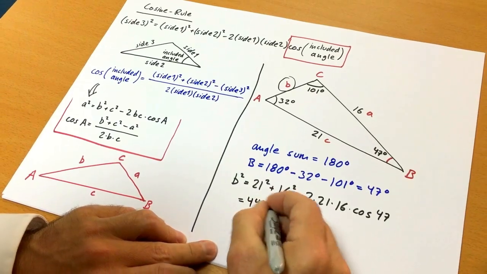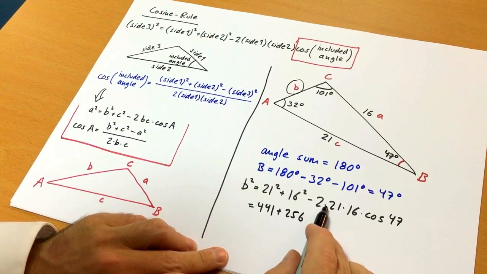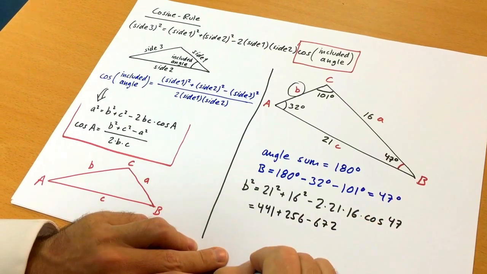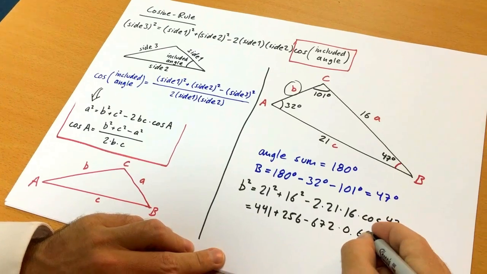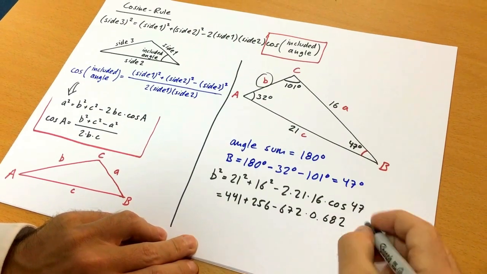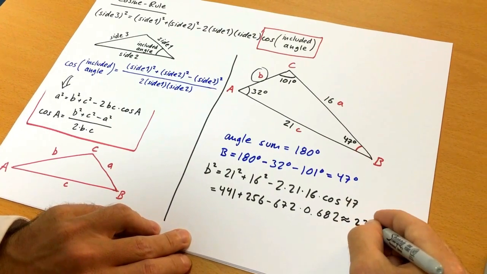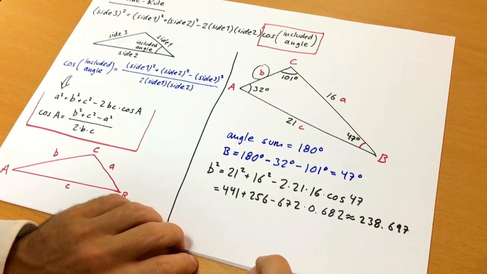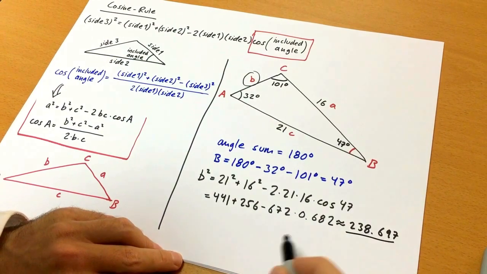21 squared is 441. 16 squared is 256. Minus 2 times 21 times 16 is going to be minus 672. Cosine of 47 is going to be something to the effect of 0.682 or something similar. If I do this carefully now, I will get an answer that's more or less equal to 238.697 units long. But please remember that number one, I'm not going to round this answer.